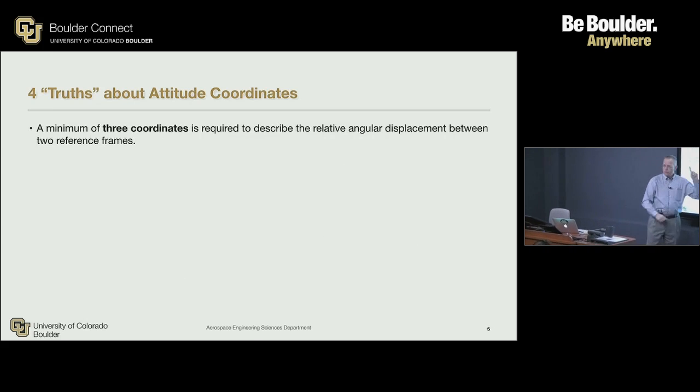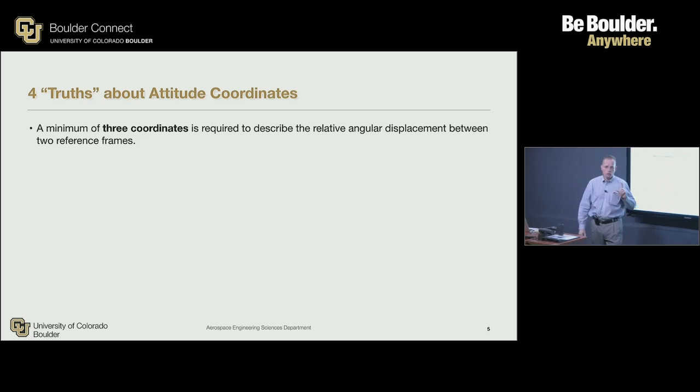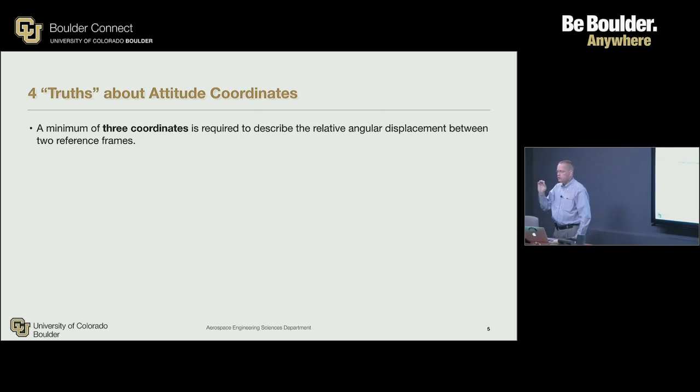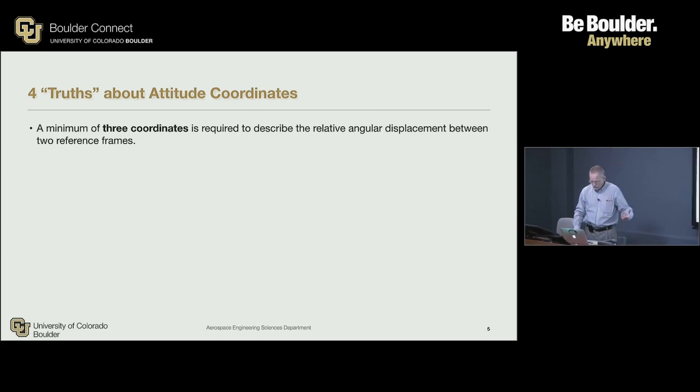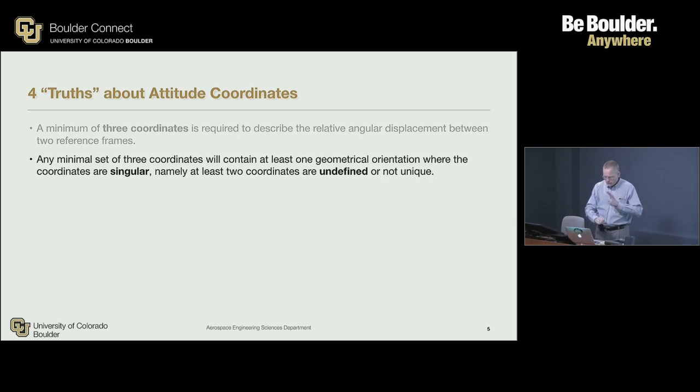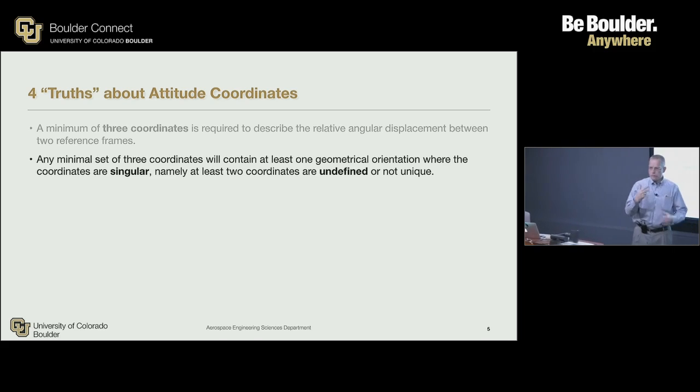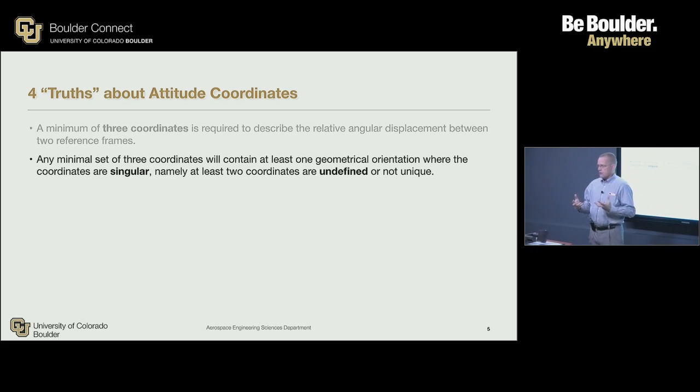For this, you need a minimum of 3 coordinates. We live in a 3-dimensional world. Right? So your position has 3 things, but also your attitude has 3 degrees of freedom. So your orientation needs a minimum of 3 coordinates to define any general attitude. Okay, that's easy. But a minimal set of 3 coordinates will have at least one geometric orientation where the description becomes singular.